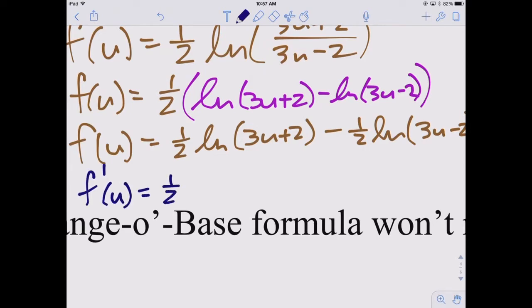And in the first term, the 1/2 goes along for the ride. And now we just have the natural log of blob. What's the derivative of the natural log of blob? 1 over blob times the derivative of the blob, which is 3.